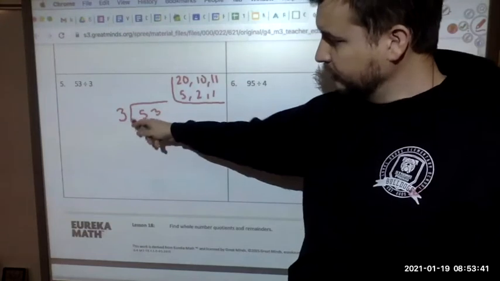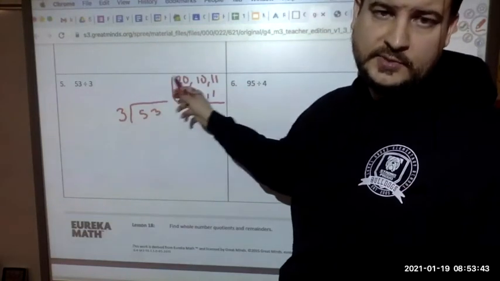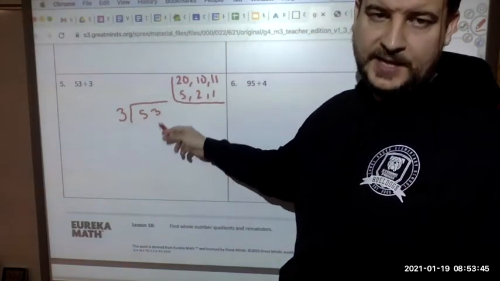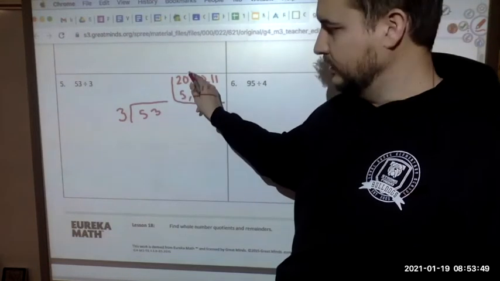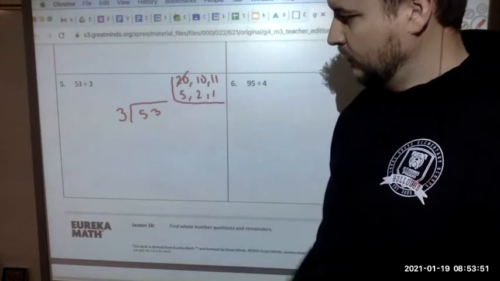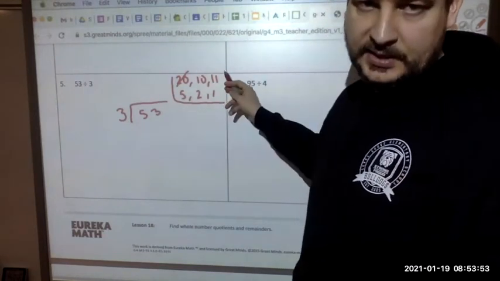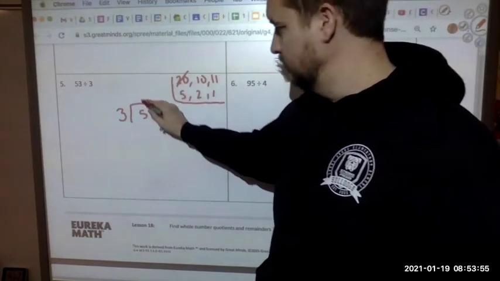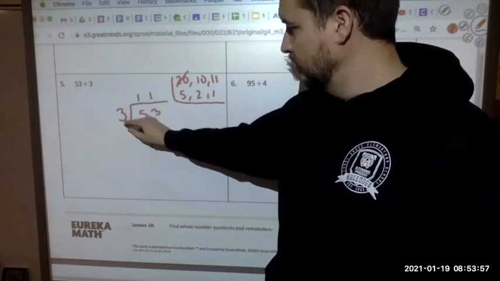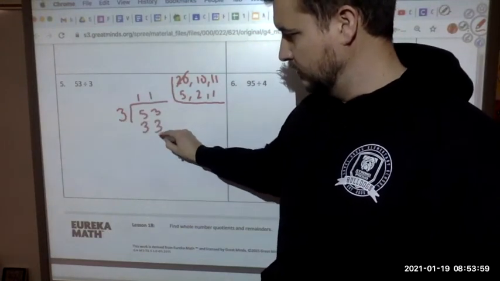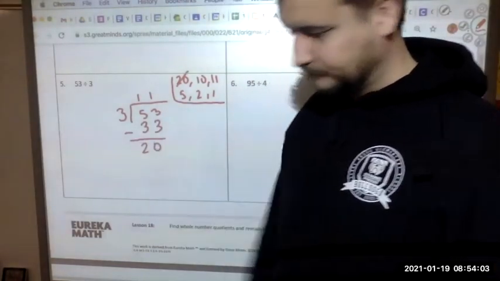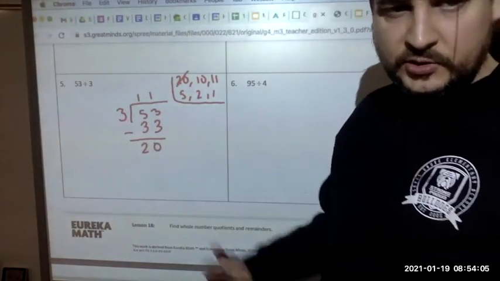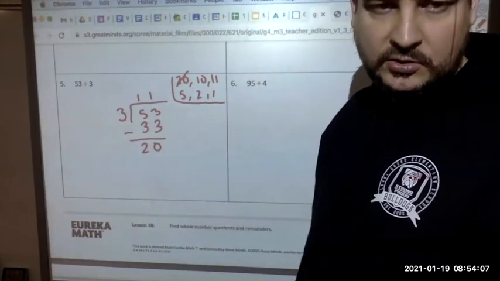So I'm gonna try 3 times 20. 3 times 20 would be 60. I can't do that because it's bigger than what I'm dividing by, so 20 doesn't work. I'm gonna try 11. 3 times 11 is 33. That's close. I'm going to put 11 here. 33. Subtract. I get 20. Okay, so I'm doing pretty good. I got to continue going.